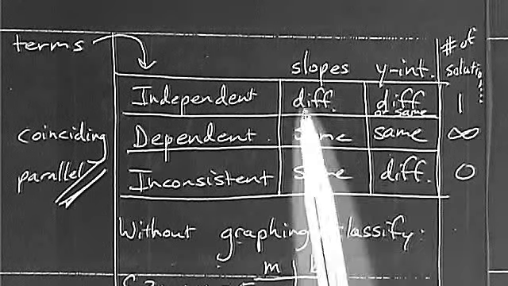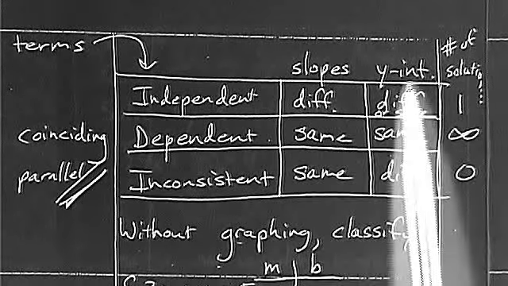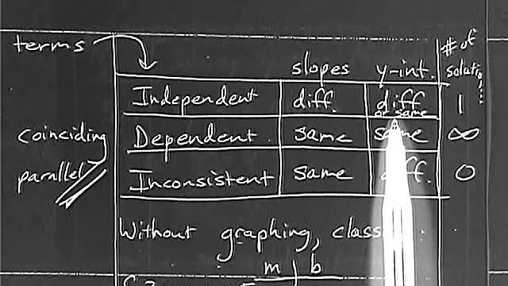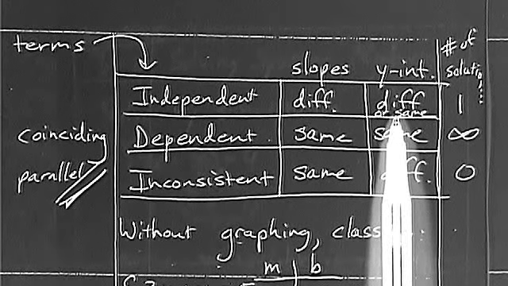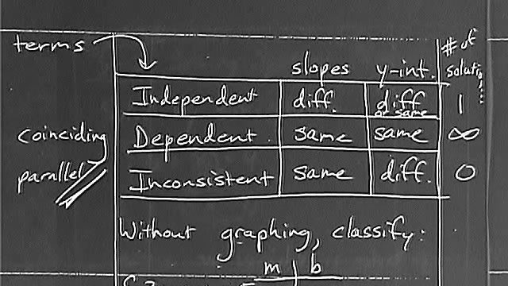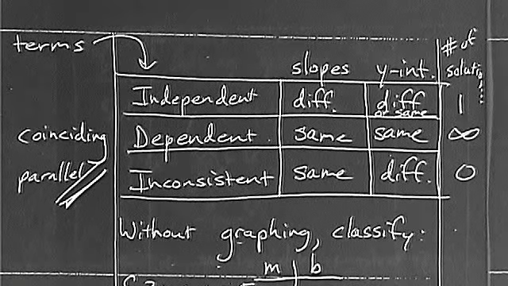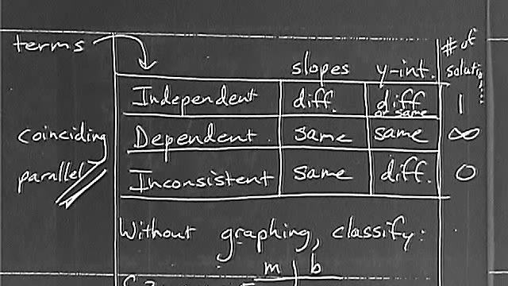And we talked about how the slopes can be different or the same, and y-intercepts can be different or the same. Now, in the independent case, if they cross at the y-axis, then the y-intercept could be different or it could be the exact same. But that would only happen if they cross right on the y-axis.